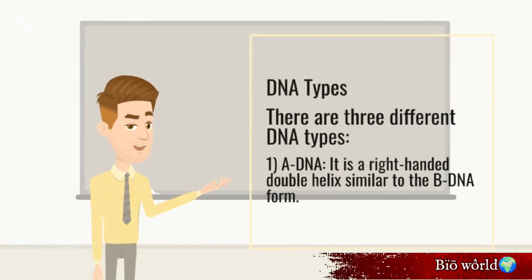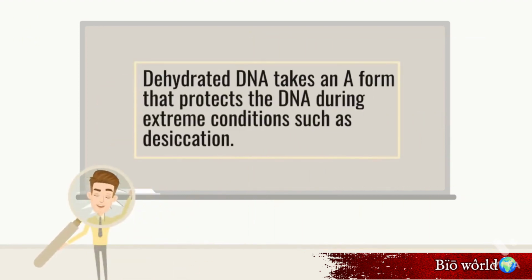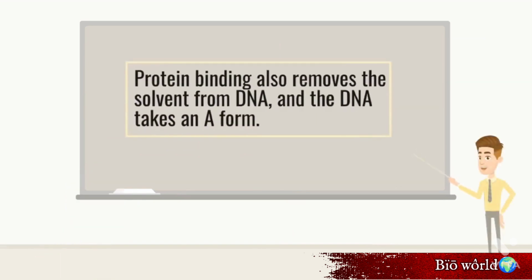DNA types. There are 3 different DNA types. 1. A DNA, it is a right-handed double helix similar to the B DNA form. Dehydrated DNA takes this form, which protects the DNA during extreme conditions such as desiccation. Protein binding also removes the solvent from DNA, and the DNA takes this form.